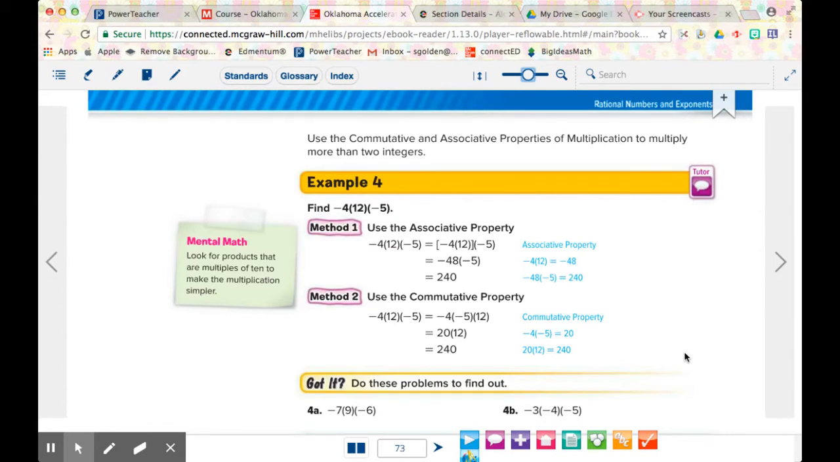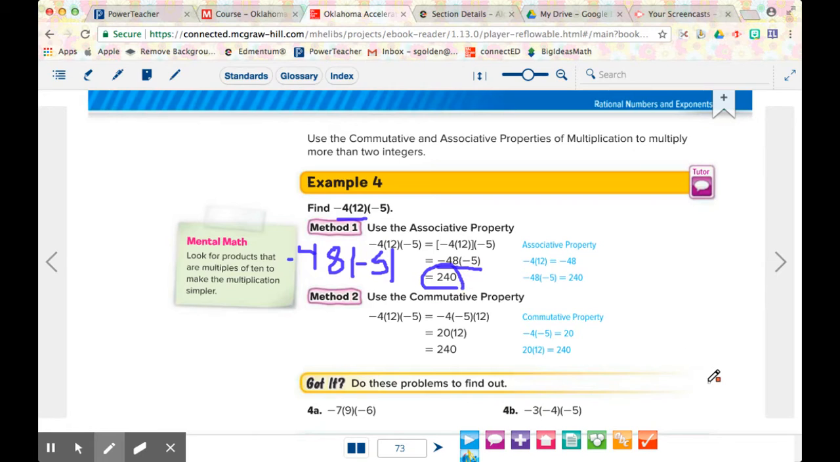Okay, now looking at example 4, it says find negative 4 times 12 times negative 5. So now we have 3 things being multiplied. This first example, they show that you can put brackets around the first 2, because we know brackets mean big parentheses. But using your order of operations, since they're all being multiplied, you just start with the first 2 from left to right. So negative 4 times 12 is negative 48. Then we have times negative 5. So you just piece it together. Once you multiply those, a negative times a negative becomes positive, and you get 240.